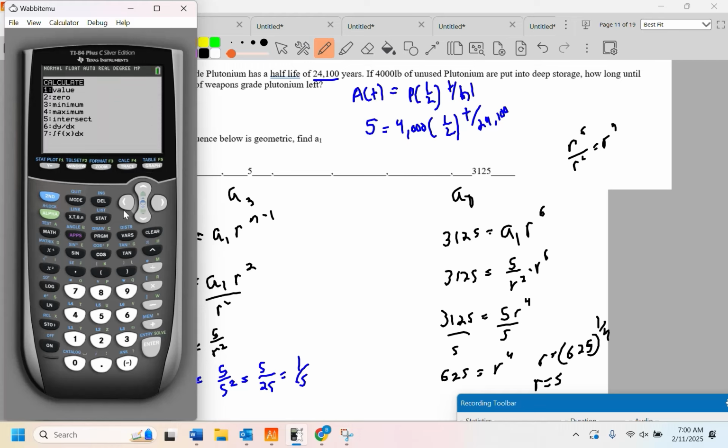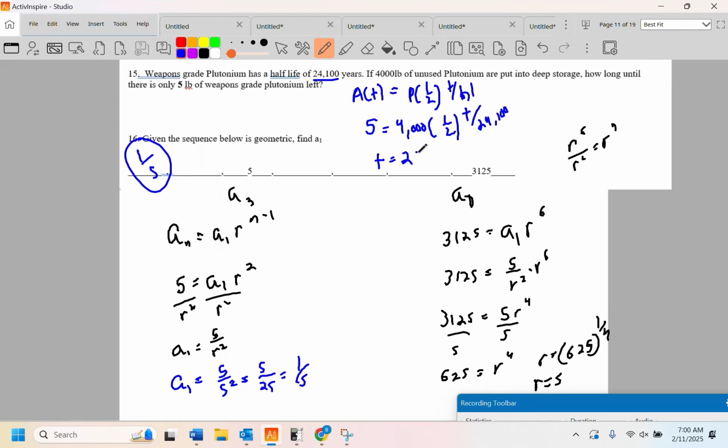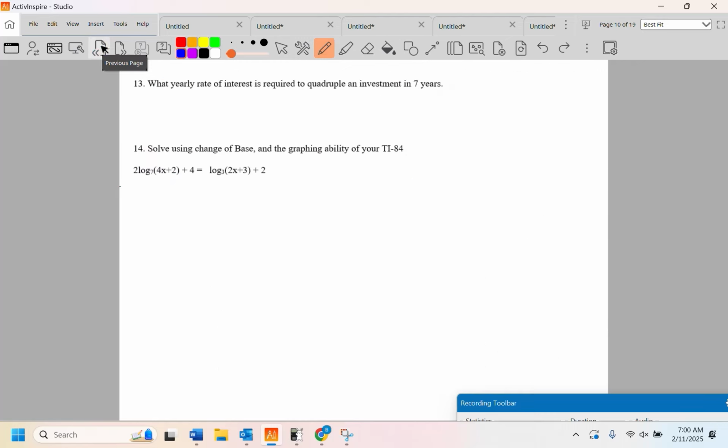Second trace for the umpteenth bajillionth time in this room. Enter, enter, enter. 232,417 years. I'm just going to round to the nearest year. 232,417. You know what? I'll do some more, even though I'm getting kind of tired.